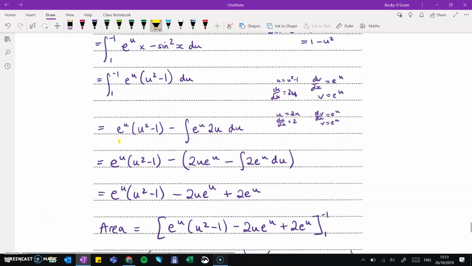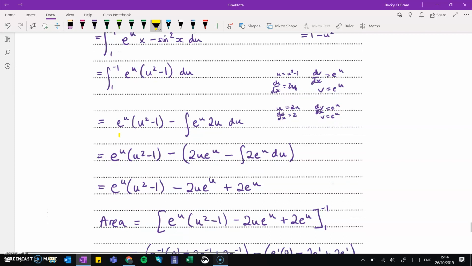So now, next line, we have this part here, which is the 2u multiplied by the integral of e to the u, which is just e to the u, minus the integral of the derivative of 2u, which is 2, times the integral of e to the u, which is e to the u. So we've done integration by parts again. So then we've got this final step here. We're finally down to a bit we can just straight off integrate into 2e to the u.